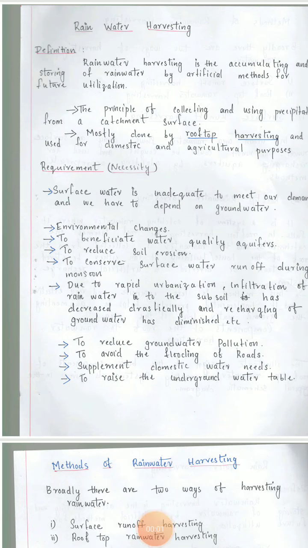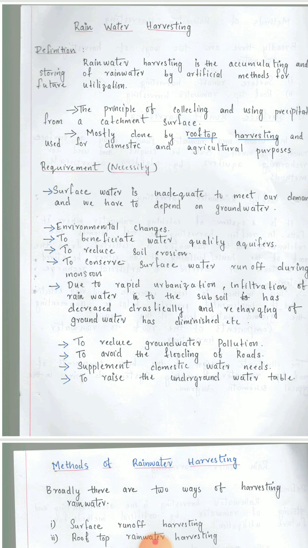Dear students, in this video session, we'll learn about the rainwater harvesting techniques. First, we'll start with the definition of rainwater harvesting. Rainwater harvesting is the accumulation and storing of rainwater by artificial methods for future utilization. So, the rainwater which is available during the rainy season is made to accumulate and it is stored by the artificial methods, which can be used for the future utilization. So this is the definition of rainwater harvesting.